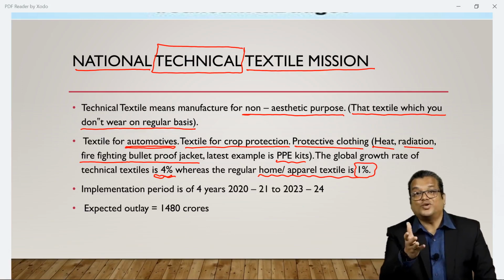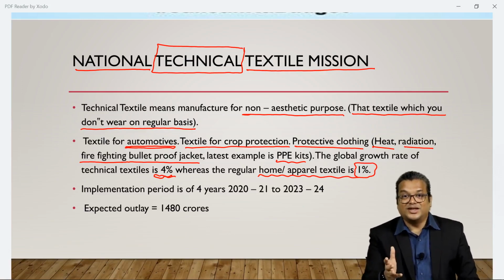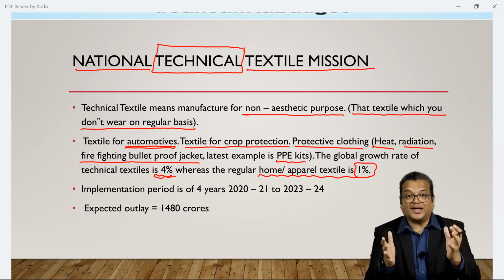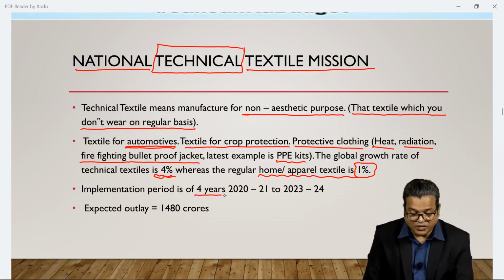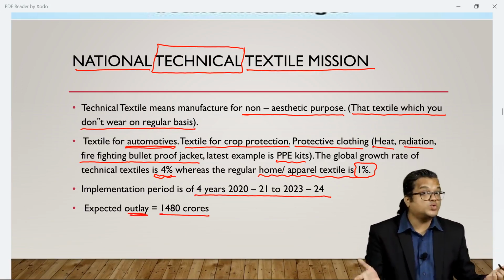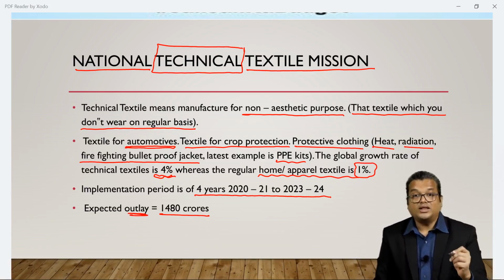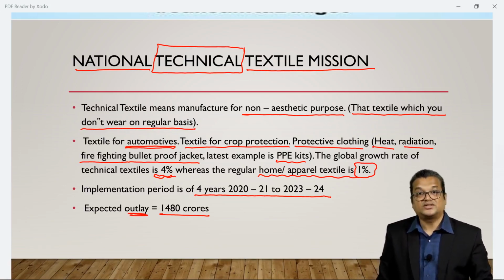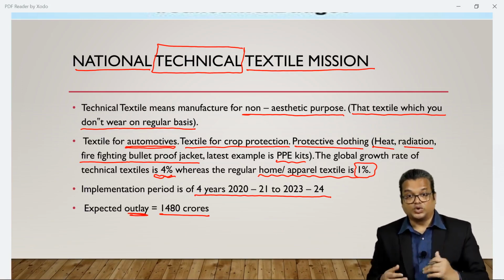4%, 4 times more. So you see an opportunity to make a business, to earn more money for your country. And that's why we have a national technical textile mission. The implementation period is 4 years, and the expected outlay, I hope you understand the word outlay. Outlay means what? Expenditure. Yes, the expected expenditure on this mission would be 1480 crores.